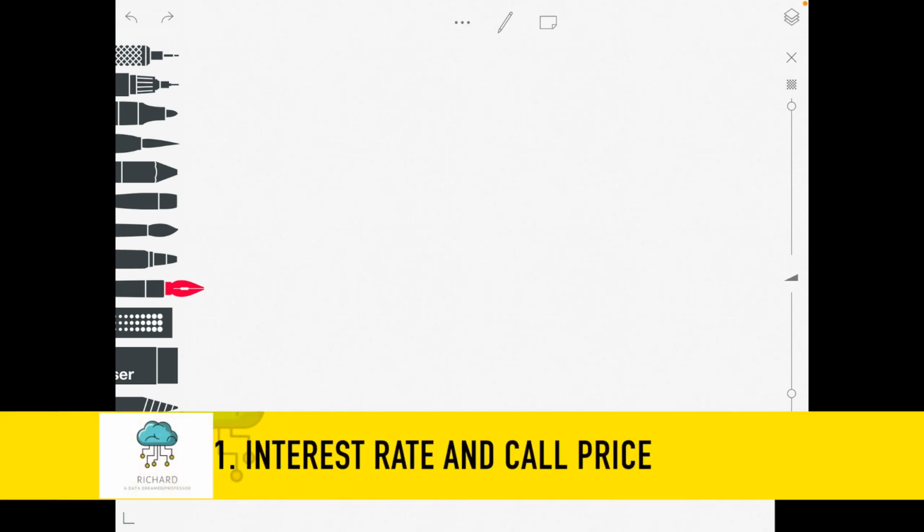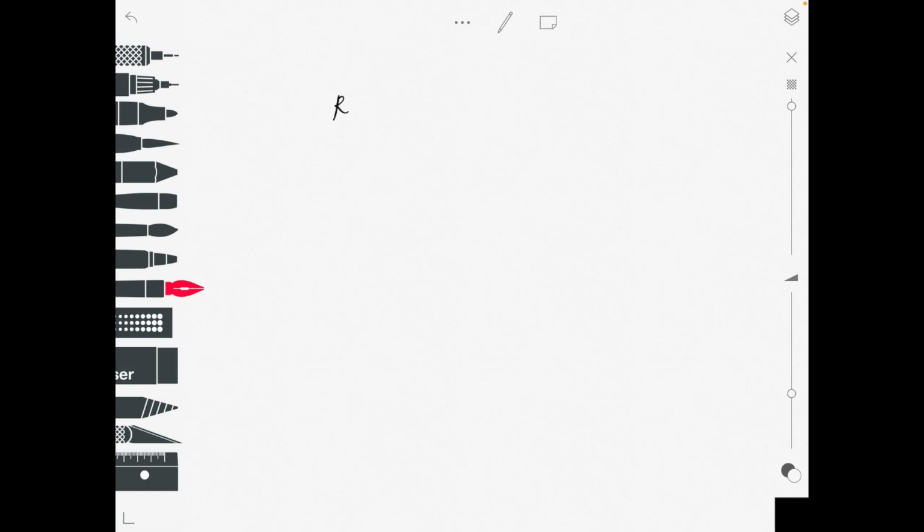What is the relation between interest rate and the call and the put price? So in the slide, you can find the interest rate, which I denote by R, and the call and the put. The relation is as follows. For the call, the relation is positive, and for the put, interest rate is negatively related to the put. So why do we have this kind of relation? Let me show you one example.